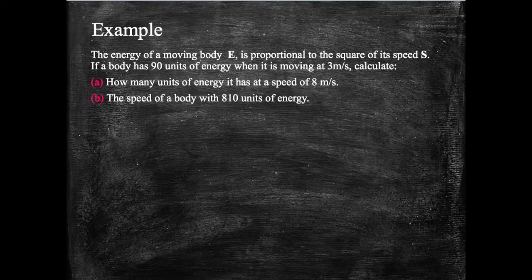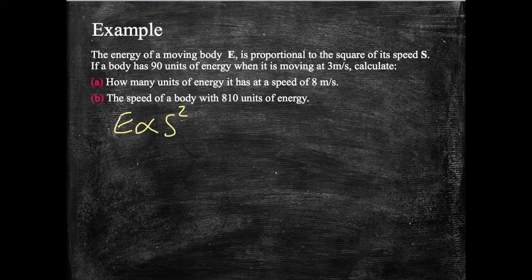Let's look at a typical example then. In this example it says the energy of a moving body, E, is proportional to the square of its speed. E is proportional to s squared. If a body has 90 units of energy when it's moving at 3 meters per second, calculate some various stuff.